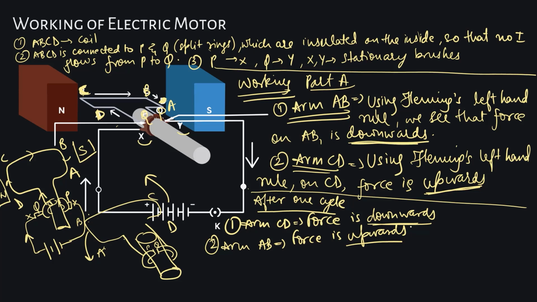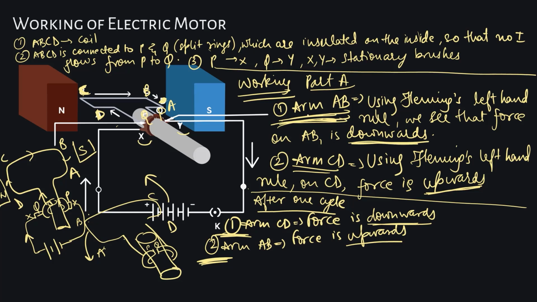So are you seeing what is happening? Originally the coil turned like this. Then after that, it experiences a force that makes it turn back to its original position. So after this rotation, after one cycle is completed, the coil again comes back to the position A, B, C, D that we started with. And again, it goes back to the first step that we wrote here, where arm AB experiences a downward force, CD experiences an upward force.